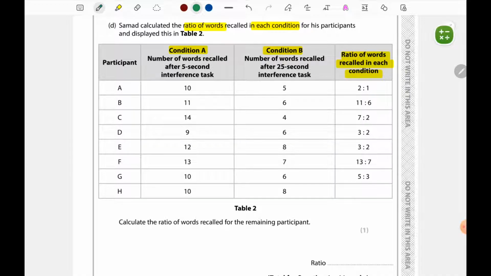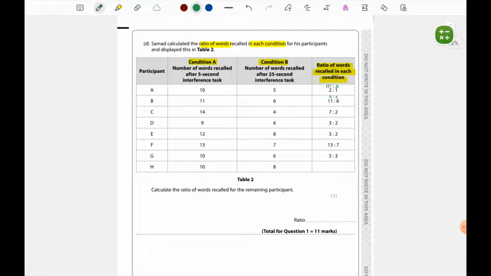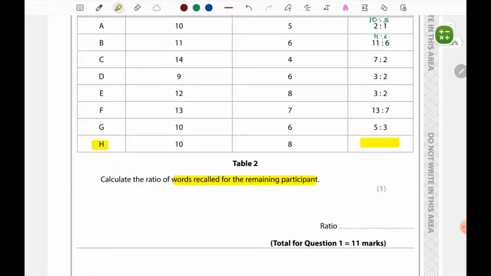Again, just quickly for your understanding, you should know at this point how we get a ratio. For example, 10 and 5: 10 is to 5. When we take the least common multiple in both, it comes down to 2 is to 1. Same way, 11 is to 6. There's no common multiple, so it remains 11 is to 6. So this calculation Samad has already done. Now what they want us to do is calculate the ratio of the words for the remaining participant. The remaining participant is H, because only the cell for H is blank in the table.